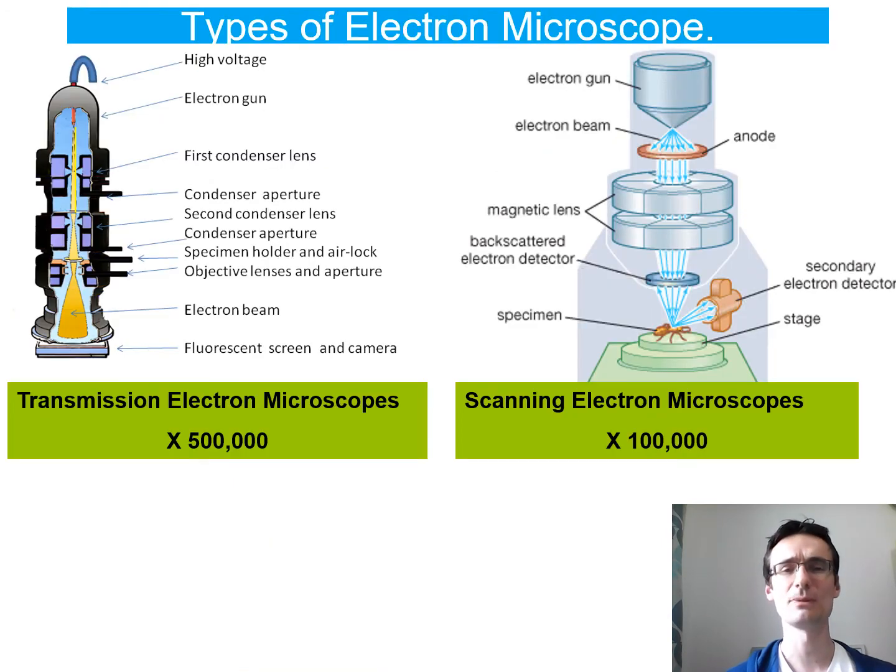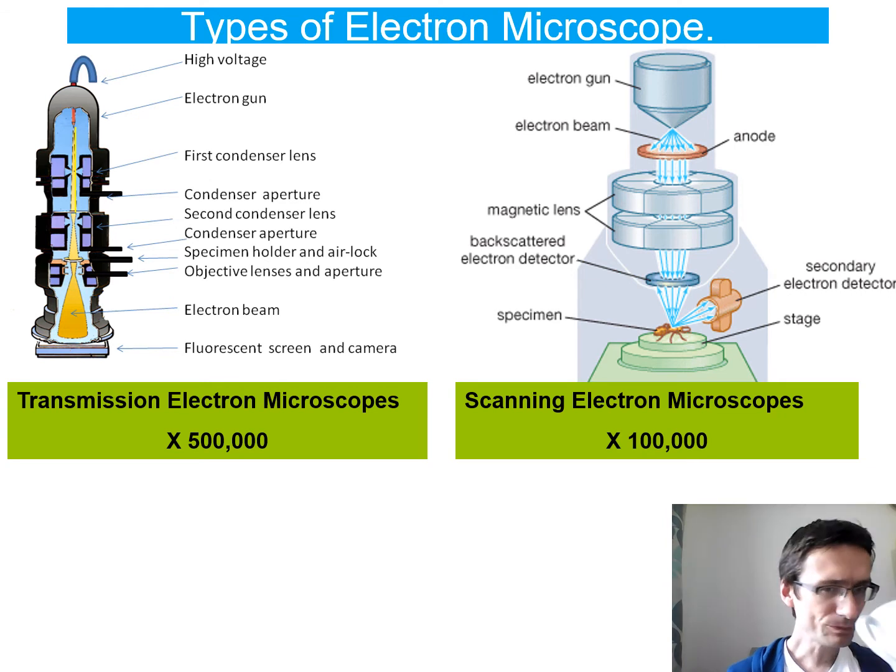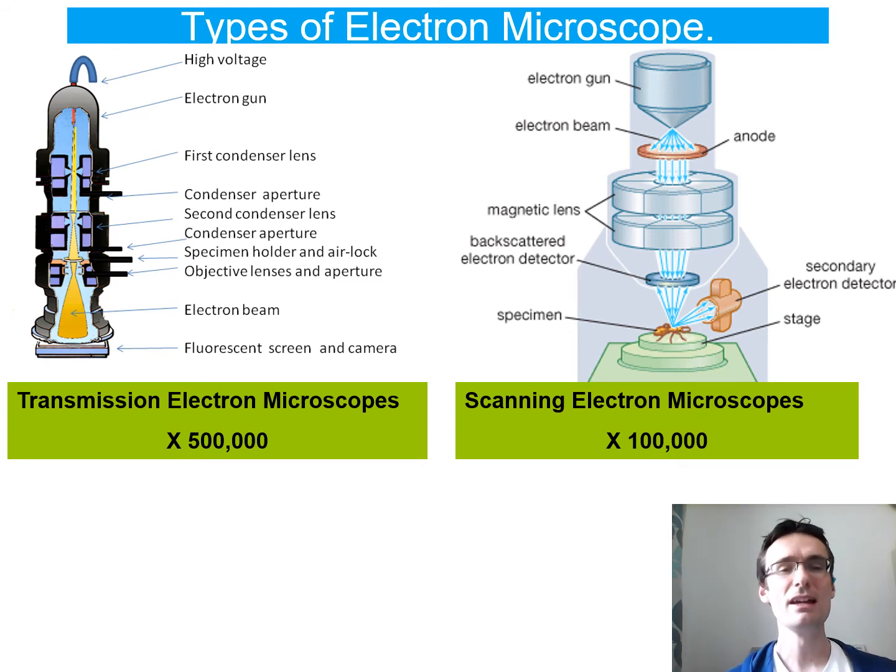We've looked at pictures of cells. There are two types of electron microscope. The first type is called a transmission electron microscope. This is slightly more powerful in magnification, and it has ×500,000 magnification, so extremely high magnification.